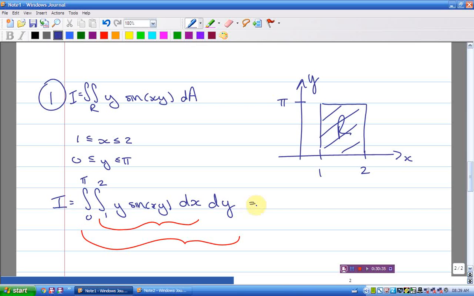So I asked myself, what did I differentiate with respect to x to get that integrand? And the answer is going to be minus cos xy, dy.